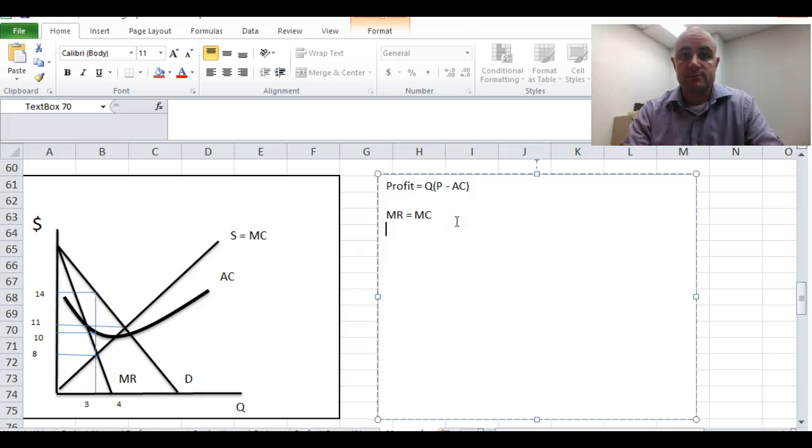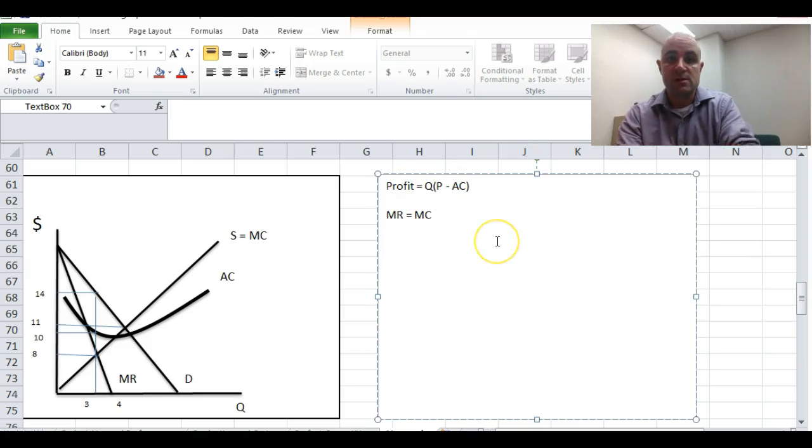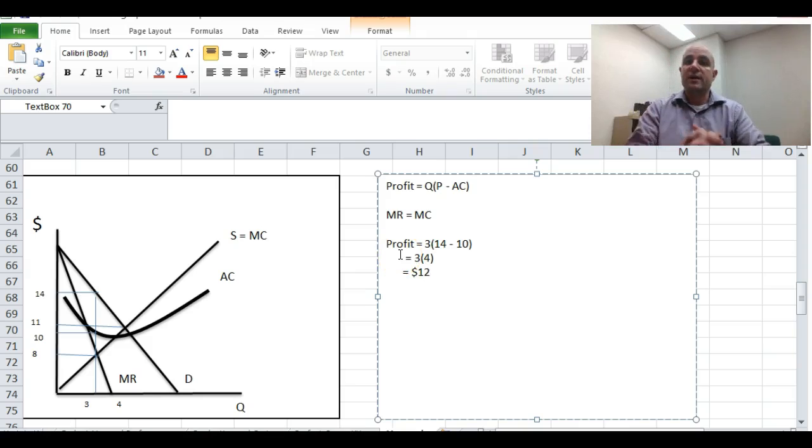And so if we do this, profit is quantity times price minus average cost. You will find that the profit here is going to be the quantity, which is 3, times price, which is 14, minus the average cost, which is 10. And so your profit is going to be 3 times 4. And so your profit is going to be $12.